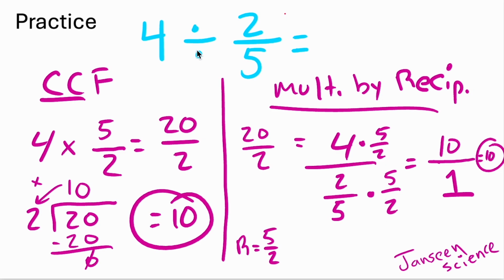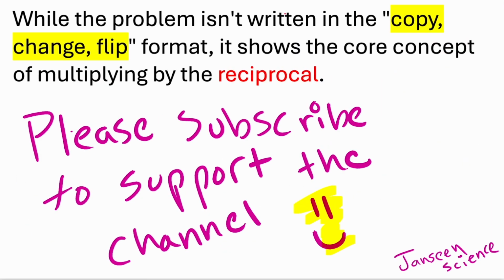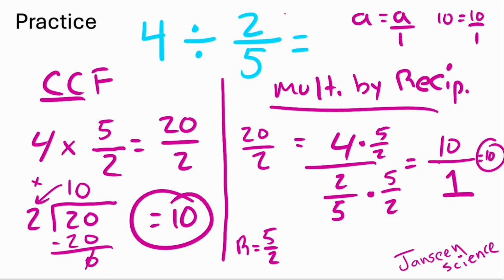Easy. Now, you can leave it like this, 10 over 1, because there are 2 ways to write 10. You can write it like this, which A means any number, and we have 10. 10 is the same as 10 over 1. Cool. And there you go. So for those 2 problems, I mean, it's the same problem. We just solved it 2 different ways.